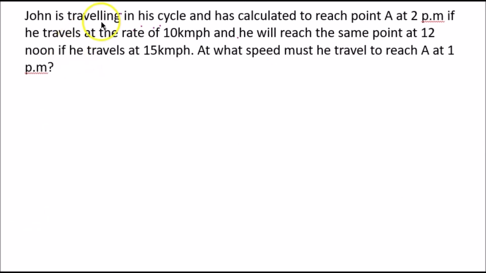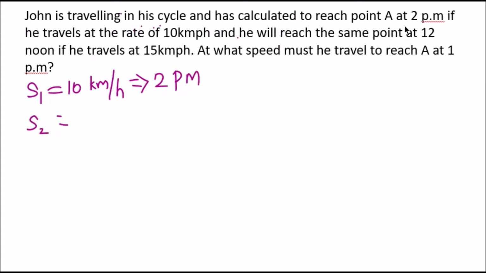Next problem, John is traveling in his cycle and has calculated to reach point A at 2 p.m. if he travels at the rate of 10 km per hour. So the speed 1 is 10 km per hour and he reaches at 2 p.m. If the speed is 15 km per hour, he reaches at 12 p.m. At what speed must he travel to reach A at 1 p.m.?